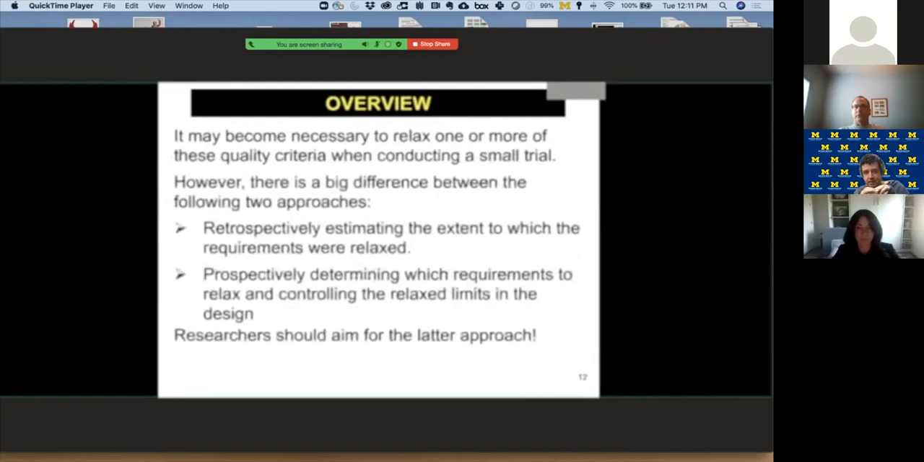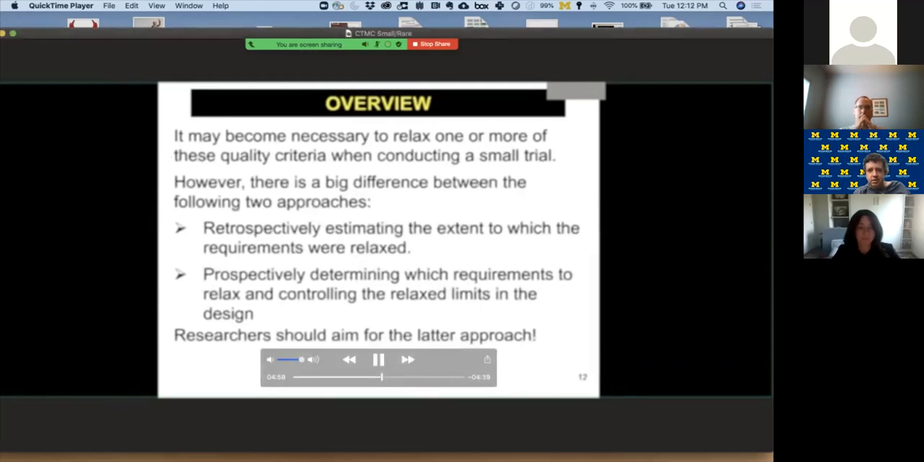It's important to have those discussions, as I mentioned a minute ago, but there's a big difference between doing this prospectively and thinking ahead of time, what are we willing to relax? What are we willing to hold firm on, versus getting to the end and trying to decide retrospectively how you want to address this.